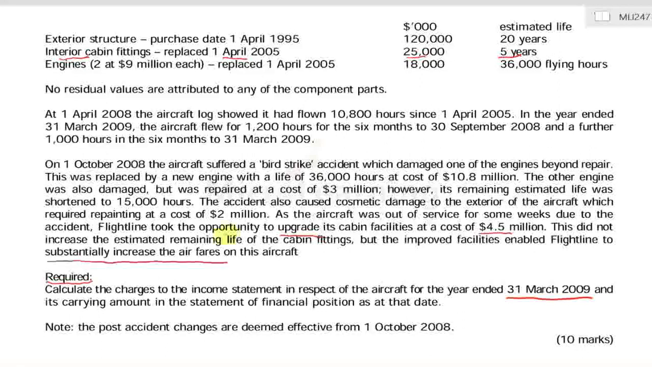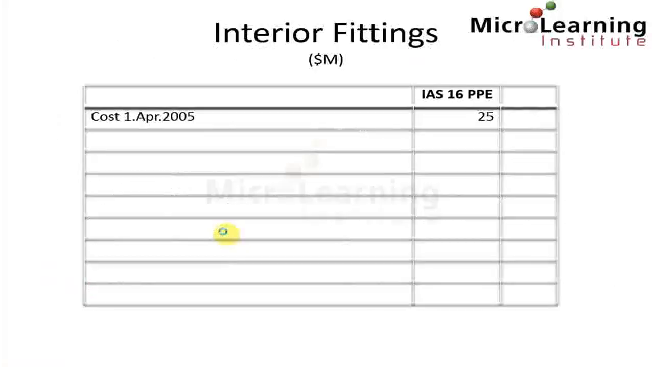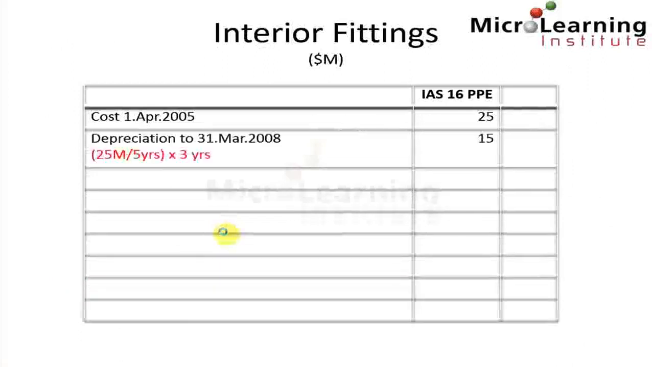Even though this upgrade did not increase the estimated remaining life of the fittings, the improved facilities enabled Flightline to substantially increase the airfares, so consequently we can capitalise this investment. So firstly, we consider the cost on the 1st of April 2005 at $25 million. We recognise 3 years of depreciation to the opening balance sheet on the 31st of March 2008. This totals $15 million of depreciation, leaving us with a balance brought forward in relation to interior fittings on the 31st of March 2008 of $10 million.